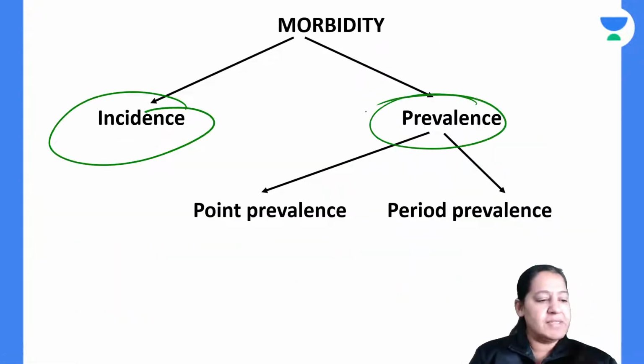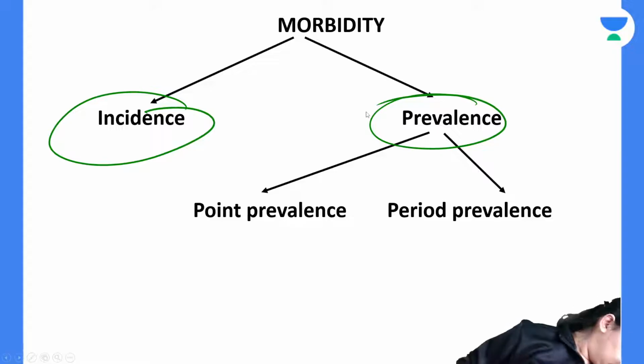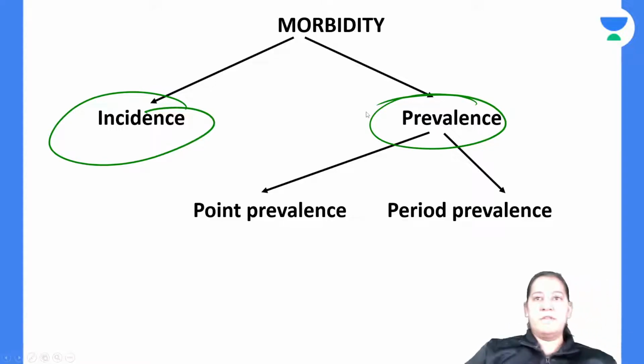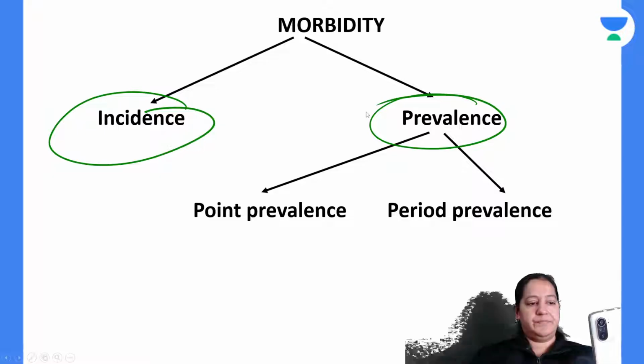Let me come to prevalence. Am I visible to you? Okay, I hope I'm visible to you. One of my lamps is gone, I guess. Let me see. One of the lamps is gone. Okay. Give me a minute.